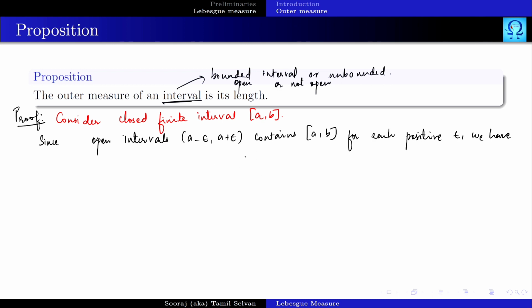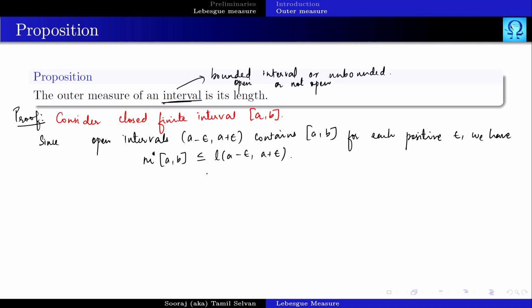Okay, so this contains this one, which means what? By this statement, what we mean is AB is contained in A minus epsilon to A plus epsilon. It means you can take the length. You can always find the length. So you will have to collect the lengths and you will have to take the infimum. So directly let me write that the outer measure of AB is smaller than or equals the length of A minus epsilon comma A plus epsilon.